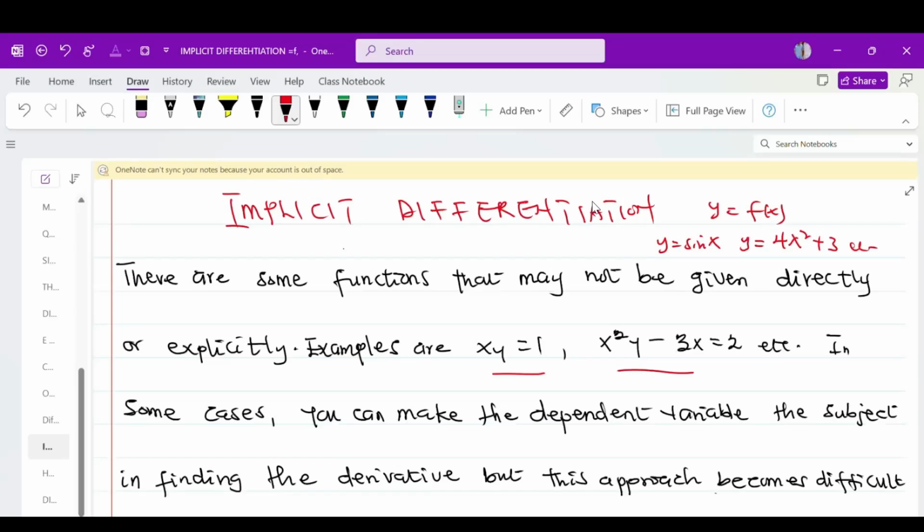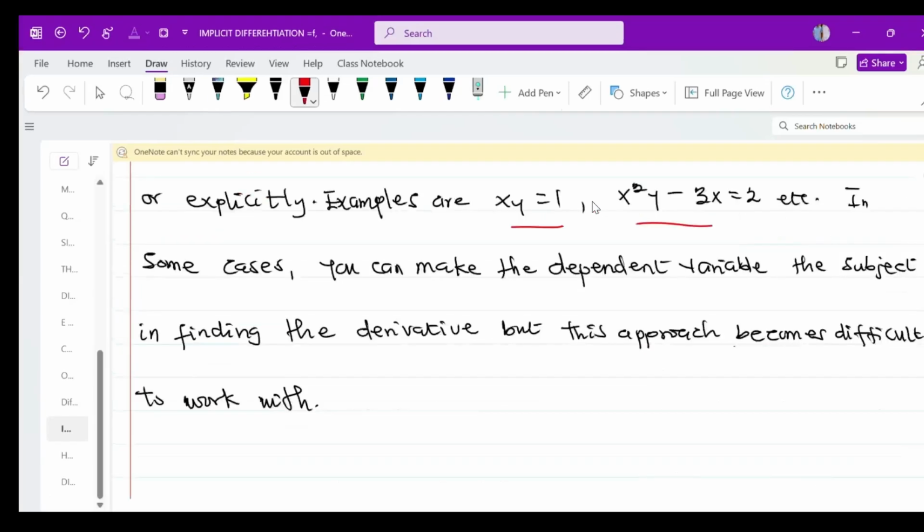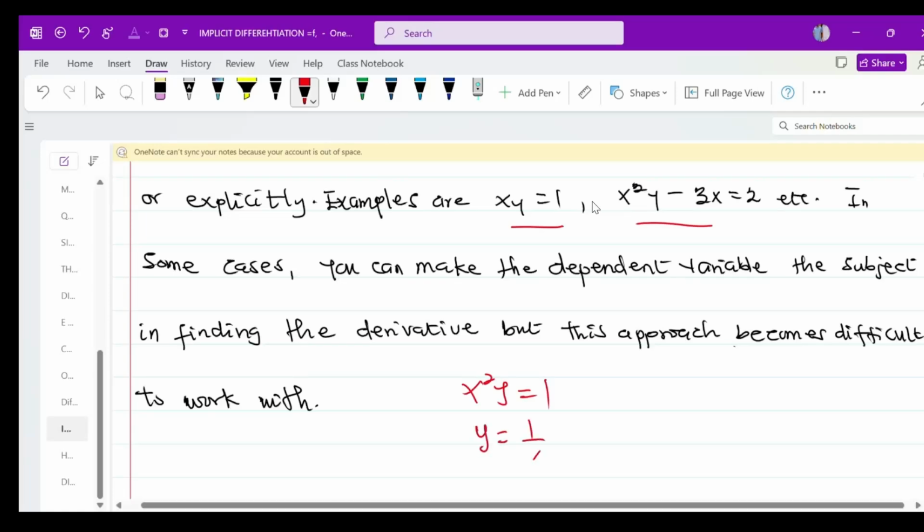Okay. So we say that in some cases, you can make the dependent variable the subject in finding the derivative. But this approach becomes difficult to work with. So when I give you the equation, maybe x squared y equal to 1, and you have been asked to differentiate this equation, though it is in implicit form, you can easily make y the subject, which is the dependent variable, which will be 1 over x squared, which can also be written as x to the power of negative 2. And you can use the power rule to differentiate this function easily.